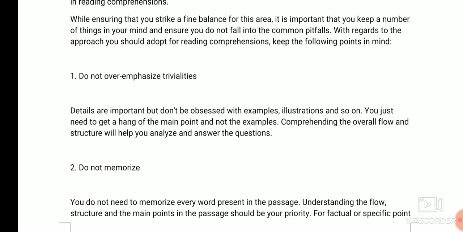While ensuring that you strike a fine balance for this area, it is important that you keep a number of things in your mind and ensure you do not fall into the common pitfall with regard to the approach you should adopt for reading comprehension. Keep the following points in mind.